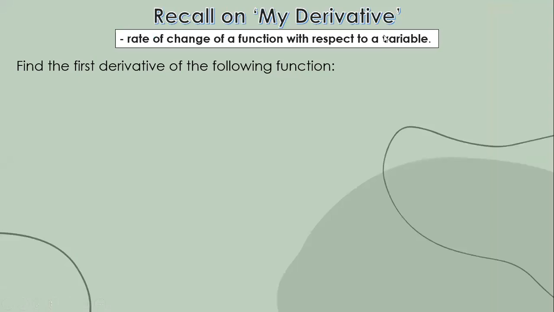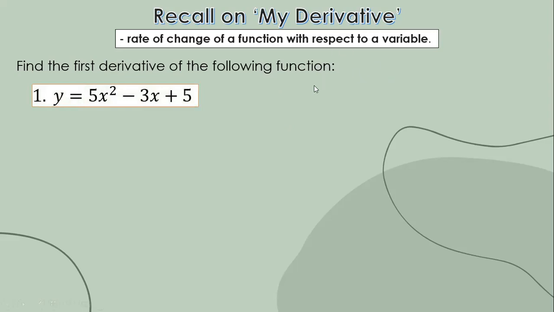Now, as a recall on our derivatives, it is defined as the rate of change of a function with respect to a variable. So pangkaraniwan, derivative with respect to the variable x. When we find the derivative of a function at a certain point, we also find the slope of the tangent line at that certain point. All right, so now we will find the first derivative of the following functions. So we will now use the rules of differentiation.